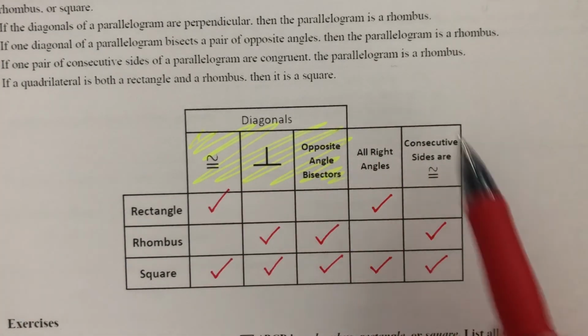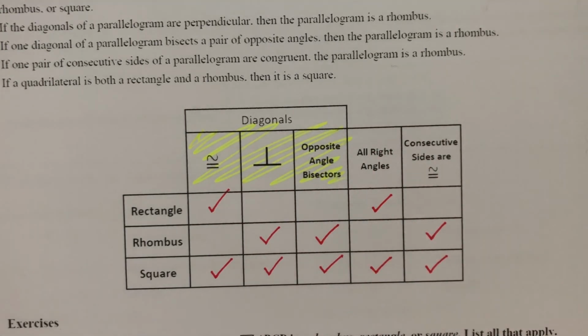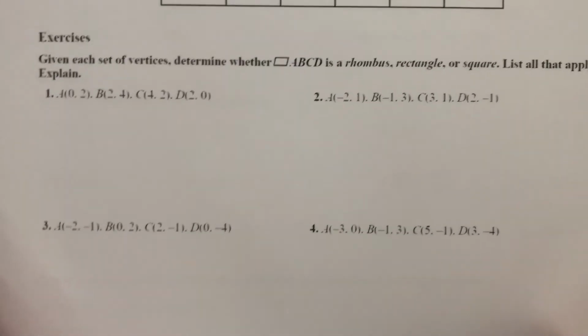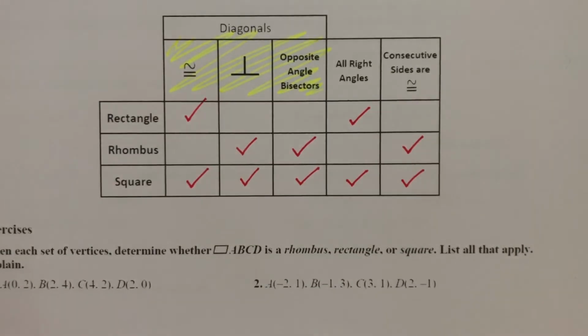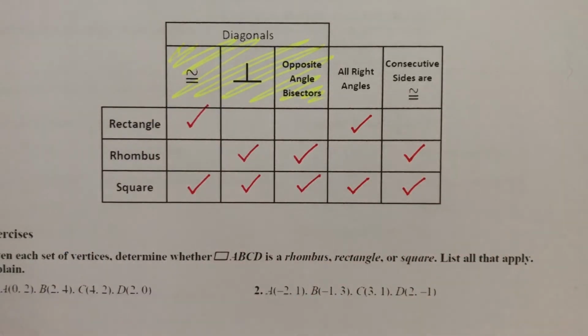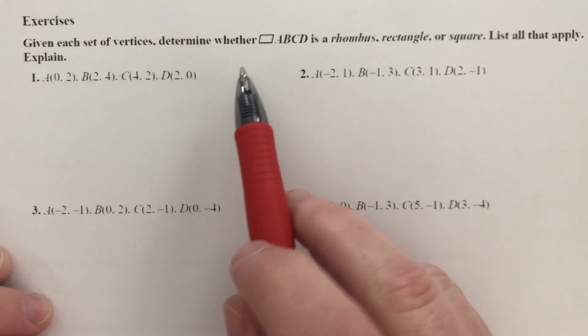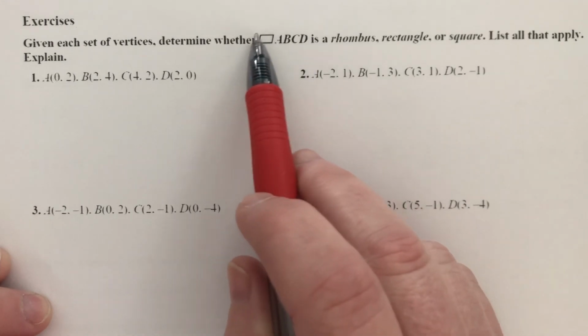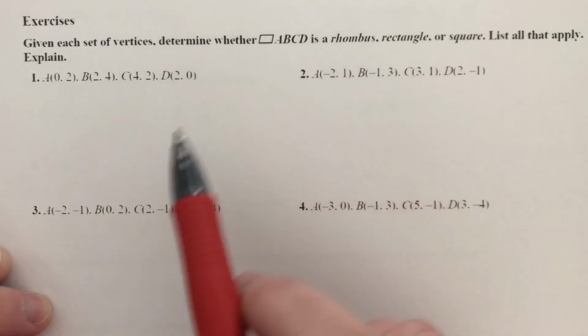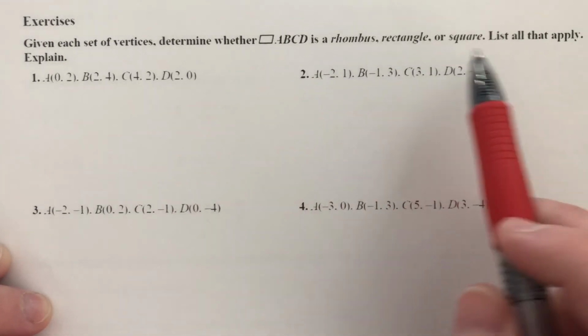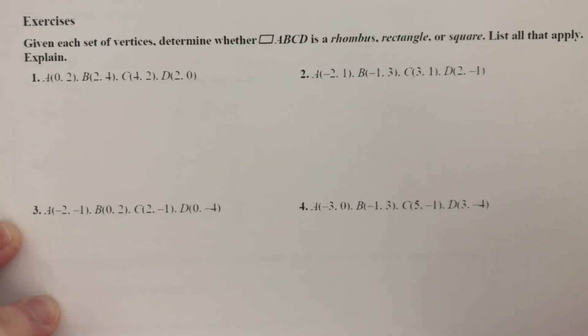So we're going to use this little chart, this little cheat sheet, to fill out the 4 questions below. And it is tedious work because we are going to be using the slope formula and the distance formula again. But to know what we're trying to use, we're going to go off of this picture. Okay, so for number 1 here, it says, given each set of vertices, determine whether parallelogram ABCD, this little tilted rectangle-looking shape means parallelogram, is a rhombus, a rectangle, or a square. List all that apply and explain. So if our answer is square, we know it could also be a rectangle or a rhombus, possibly both, right? But we have to list all that apply.